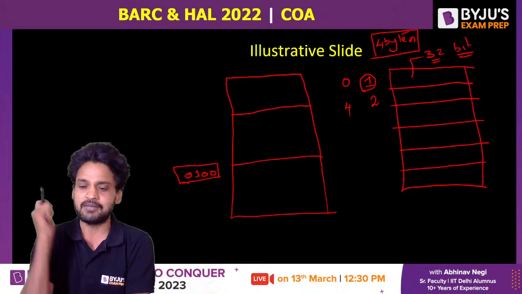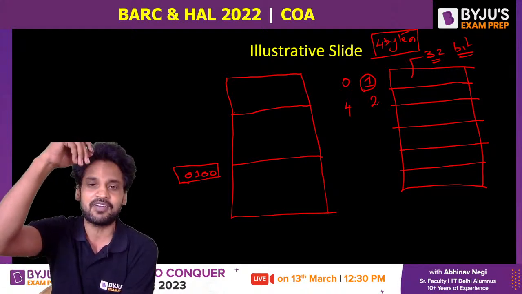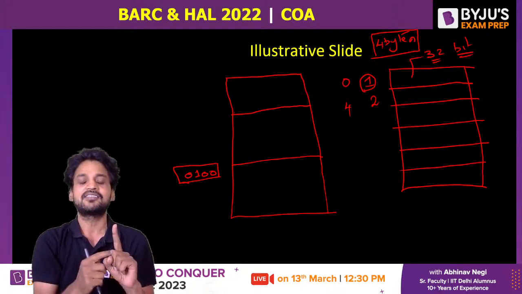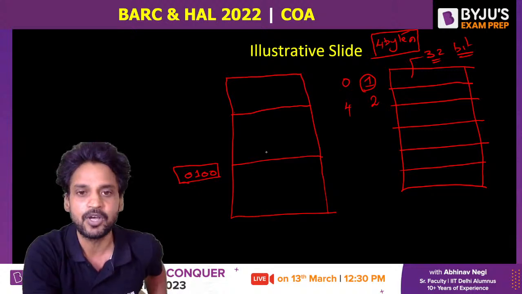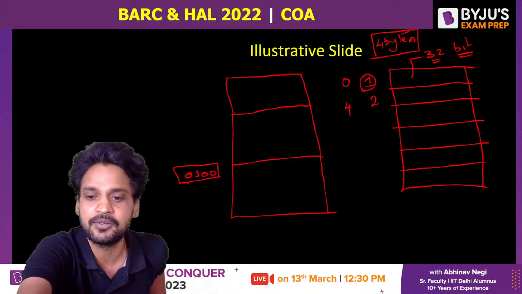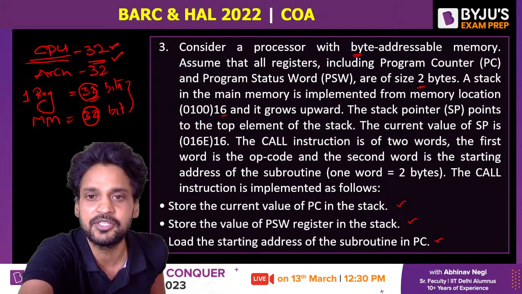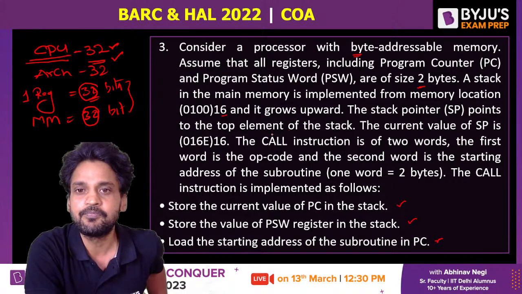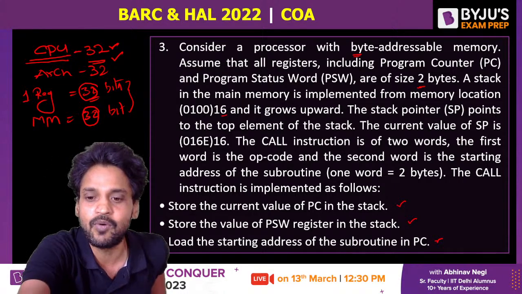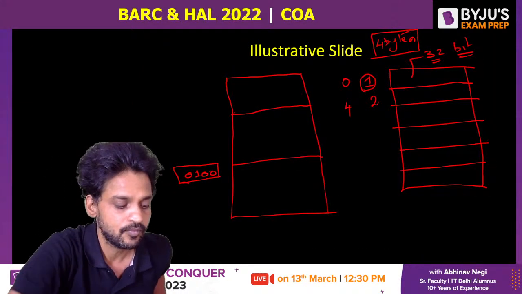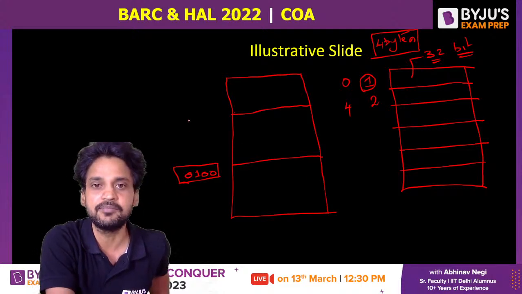What is the stack pointer? Thumb rule, we know that every time when an element is added into the stack, stack pointer will get incremented. So we don't have any ambiguity here. Stack pointer, current top of the stack is 016E. 016E.